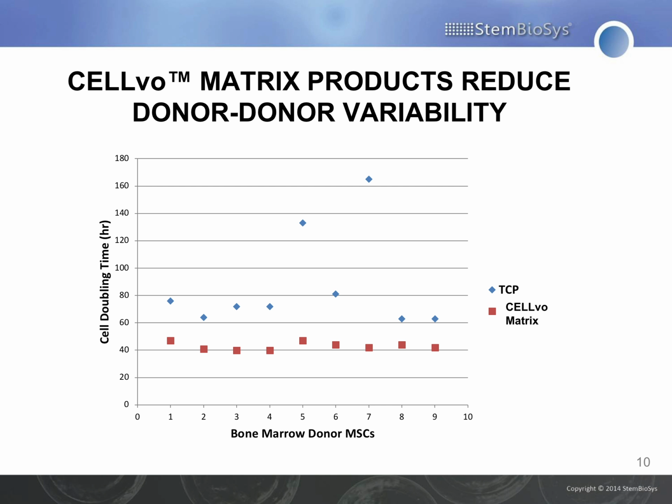So obviously we were excited to see that the cells on the CELLVO matrix with the lower doubling time were proliferating much more rapidly in every donor that we looked at. But perhaps more importantly is the variation that you see with tissue culture plastic compared to the CELLVO matrix. This is likely due, again, to putting these cells onto a natural environment or a matrix that they recognize. So we think these cells are just continuing to proliferate.